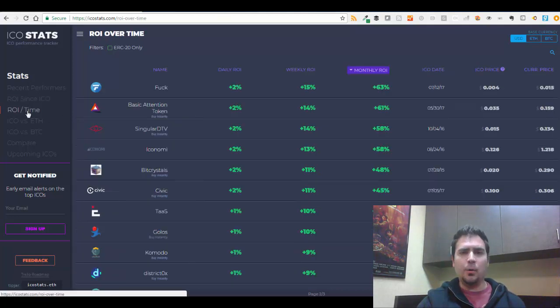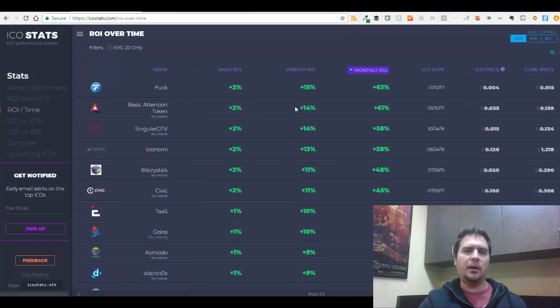And now let's look over at the ROI and the time. So this is daily ROI, weekly ROI, monthly ROI, compared to the ICO launch date. You can kind of just see a recap. That's pretty funny, the FUCK coin. You can see a recap of how things have been performing. Obviously, at launch, the performance is going to be higher than the daily. But this will give you a good gauge of how these things are performing.